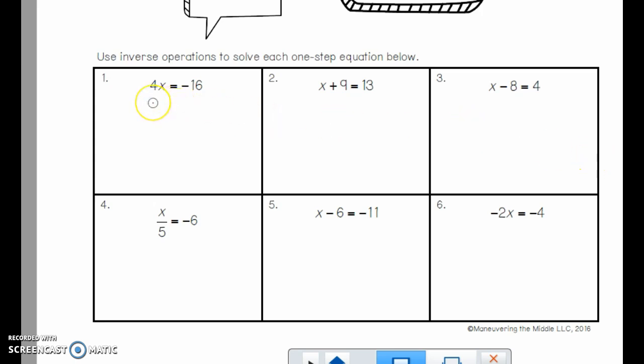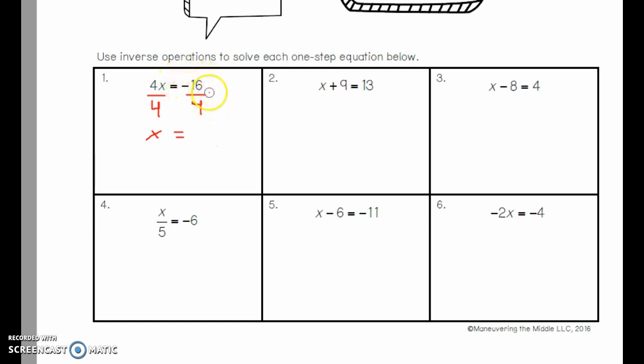So I'm going to ask myself, what's the opposite here? Well, what operation is 4x? That means multiply. So I'm going to show division on both sides. When we show division now, we use the fraction bar. That's the best way to show division with algebra. So I'm going to divide both sides by 4. And that means x is equal to, oh gosh, this is negative 16.